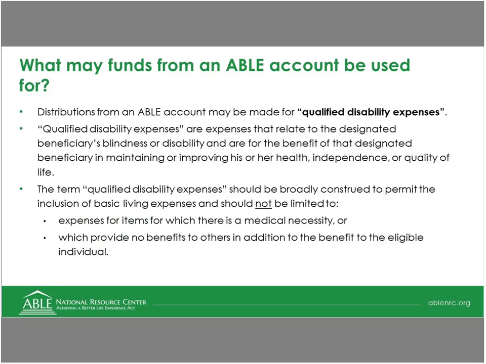Okay, so now we know who's eligible. What exactly can these funds contributed into an ABLE account be used for? Well, they can be used for what's called qualified disability expenses. Now that's a very broad term. What that basically means is that qualified disability expenses are expenses that relate to the designated beneficiary's blindness or disability and are for the benefit of that designated beneficiary and help them maintain or increase their health, independence, or quality of life. So again, that's extremely broad, and we wanted to make sure it was broad because we appreciate the wide variety of different needs of people with disabilities.